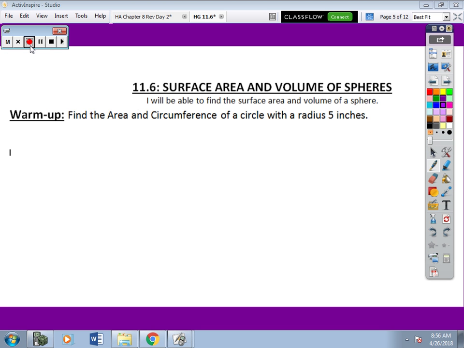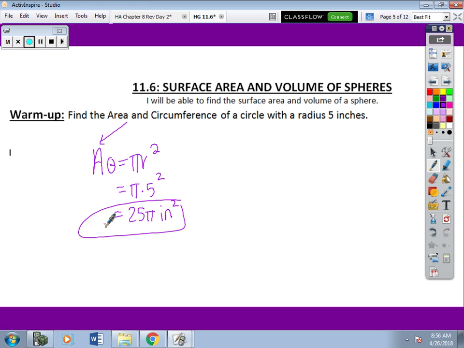with a radius of 5 inches. Who remembers the area of a circle formula? Which one is it? Pi r squared, good. So pi times 5 squared will get me 25 pi square inches for area.